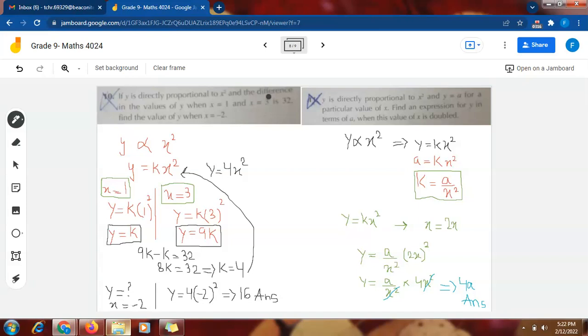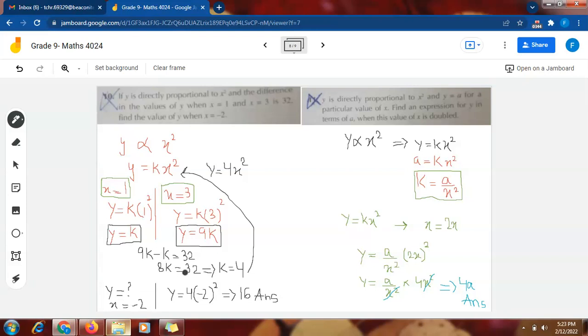Since I know the difference between the two values is 32, what will I do? I will subtract 9k minus k since 9k is the greater value. So 9k minus k will give me 32. I know the difference, it has been mentioned in the question. So 9k minus k equals to 32. 9k minus k will give me 8k, since these two variables are like terms, so they can be subtracted. 9k minus k, or you can say 9k minus 1k, will give me 8k.